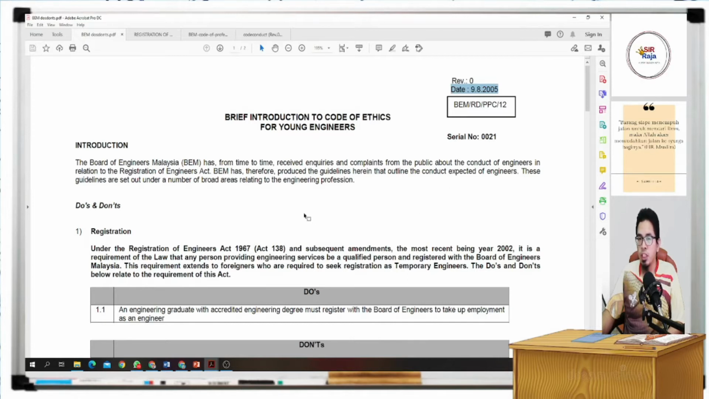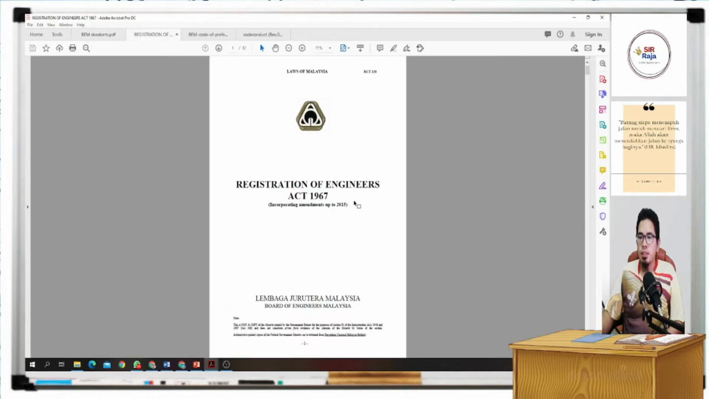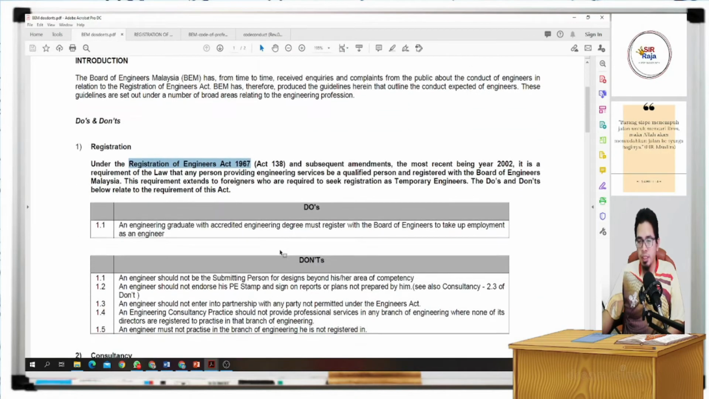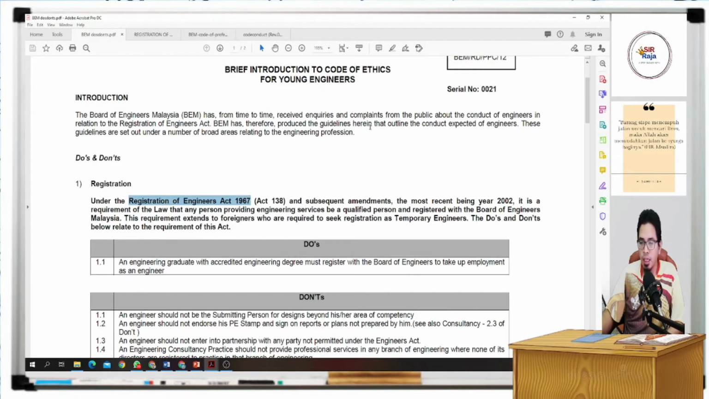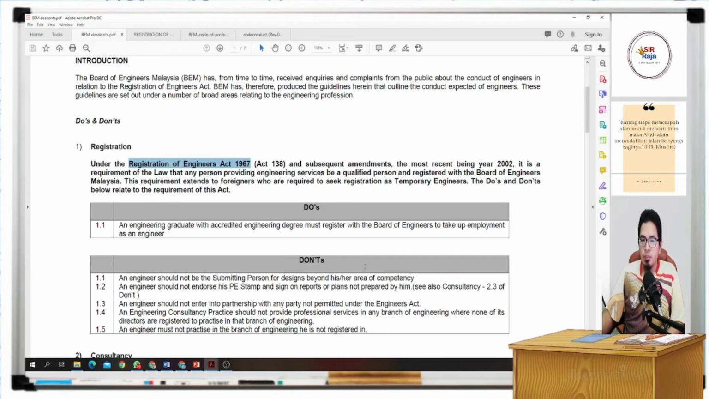It's not a new act, it's still the Registration of Engineers Act 1967, but some of the clauses in the Engineering Act have been revised, and this is what they are going to refer to. This is just a summary. It is not a document that we are going to use once we are engineers, or that is used by BEM. It is just a summary to guide new, young engineers. So this is just a summary they made for us.